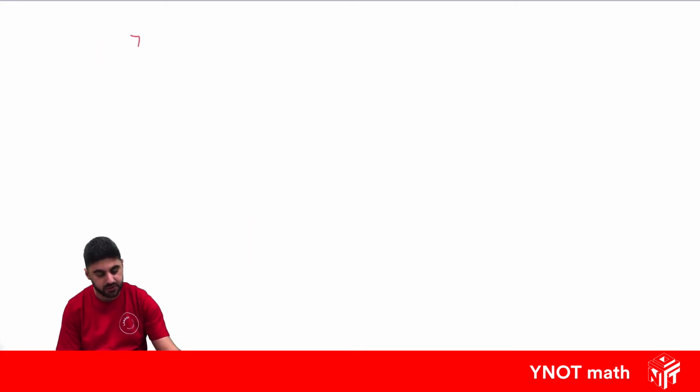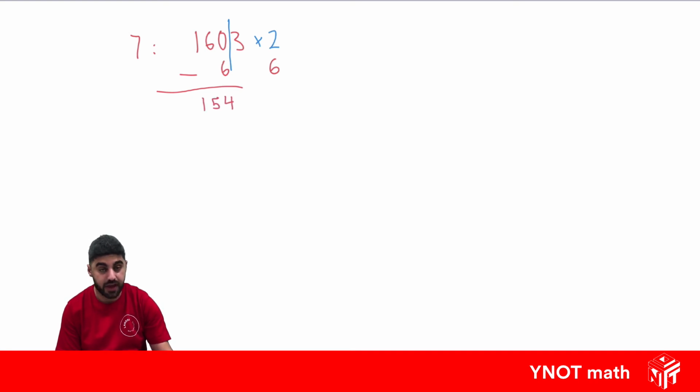Alright, 7. This is the trickiest one. So let's look at 1,603. Is that divisible by 7? What you have to do is take off the last digit and double it. So 3 times 2 gives us 6. And subtract this from the remaining digits of the original number. So we're going to do 160 minus 6, which gives us 154. Then if that number is divisible by 7, the original number is divisible by 7.